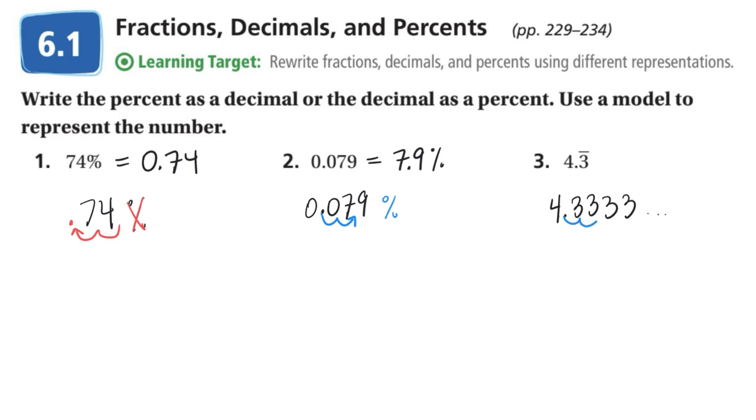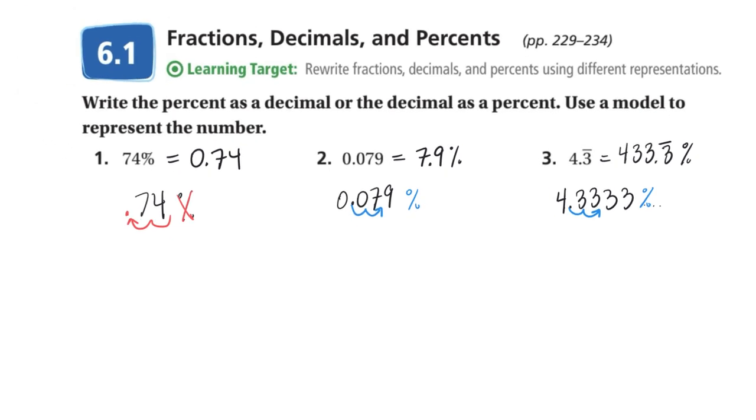So you move it once, twice, right? The percent sign is going to go at the end. I'm moving the decimal point back towards the percent sign. That's how I remember which direction to move it. So this becomes 433.3 repeating percent. So those are turning percents into decimals, decimals into percents. You move the decimal place twice.